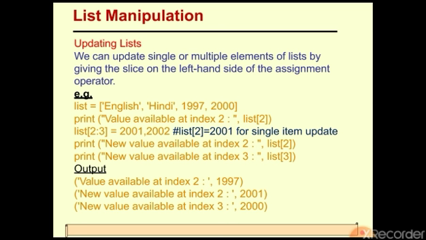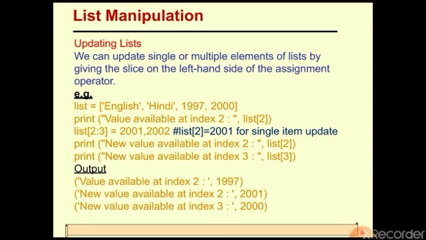But here, after the assignment statement we have written 2 values. So in this case, what will happen? These 2 values will not be taken. It will be updated as a single value. List[2] will be assigned the value 2001, and 2002, which is the second value, will be ignored because we are having only one value in the slice.